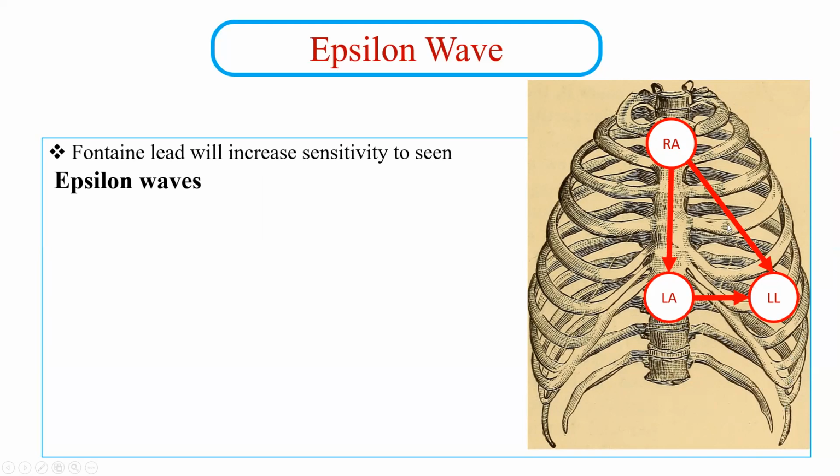When we place these three leads here, we will have Fontaine 1 with right arm and left arm leads. We'll have Fontaine 2, F2, between the right arm and left leg, and we'll have F3 here down. Those three leads, F1, F2, and F3, will increase the amplitude of the Epsilon wave because they are looking directly at the heart. They are not far away.